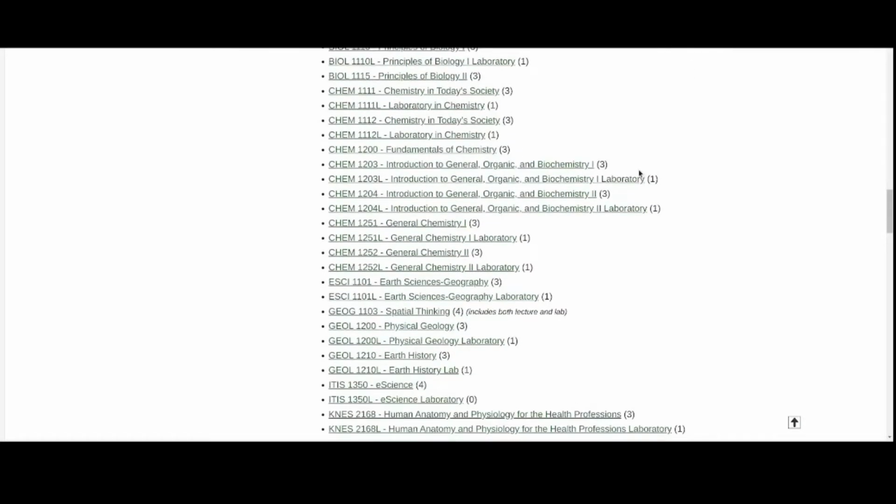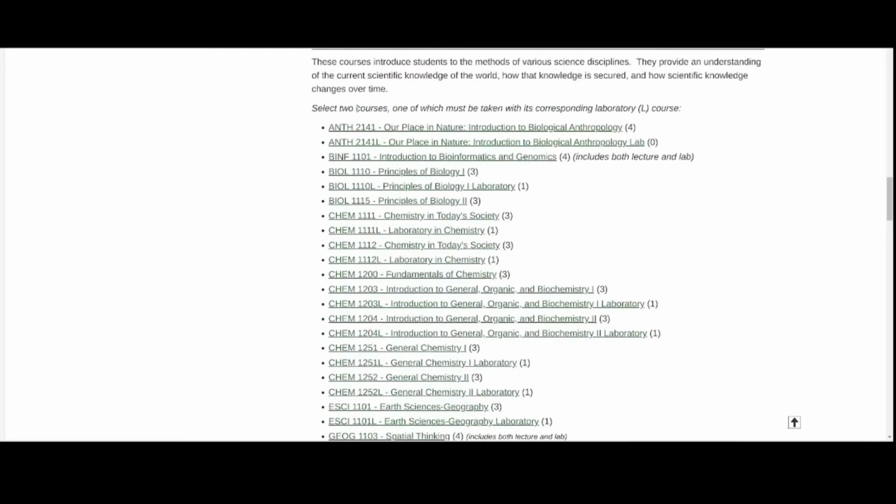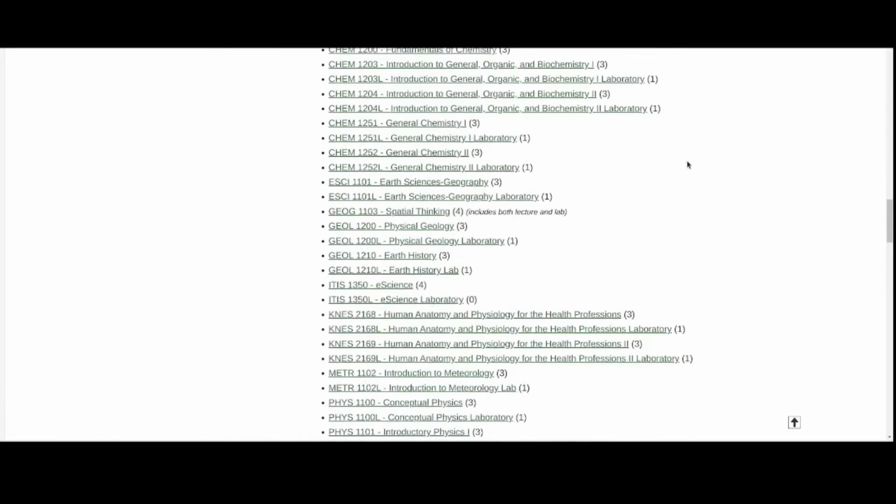If you already have fulfilled the lab requirement, or if you're not ready to take a lab science yet, you just want to take a non-lab science, your options are you can just take the lecture portion of any of these courses that have them separate. Some of them are not separate. But if it's separate, you could just register for the lecture portion, and then that will satisfy one of your natural science requirements. But remember that you have to take one with a lab at some point before you graduate.